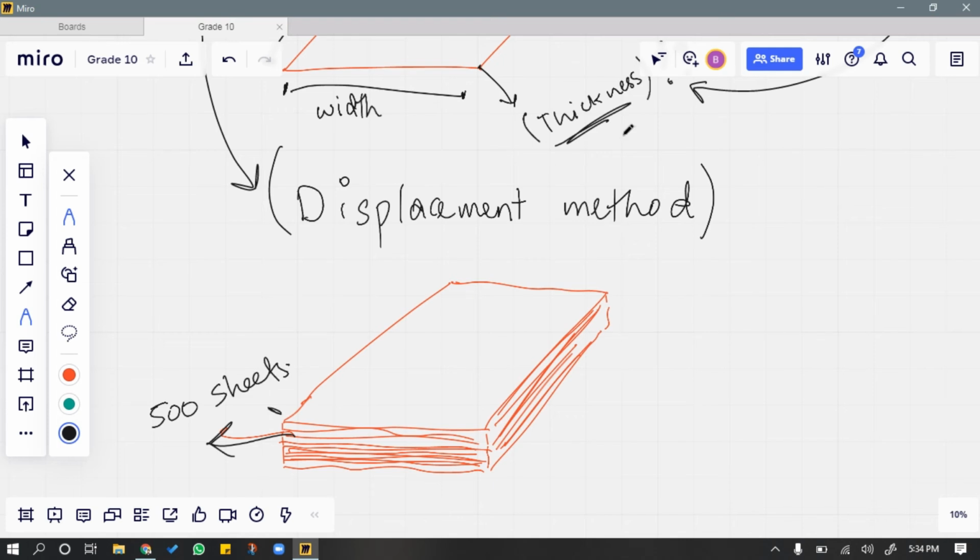Now, with those 500 sheets, I can easily tell you the length for a single page, because this length for all the pages is going to be the same. The width of those pages is also the same. But we are concerned about the thickness, which we cannot find in the case of a single page.